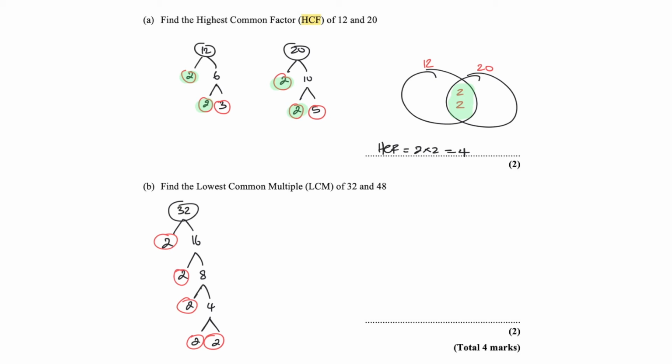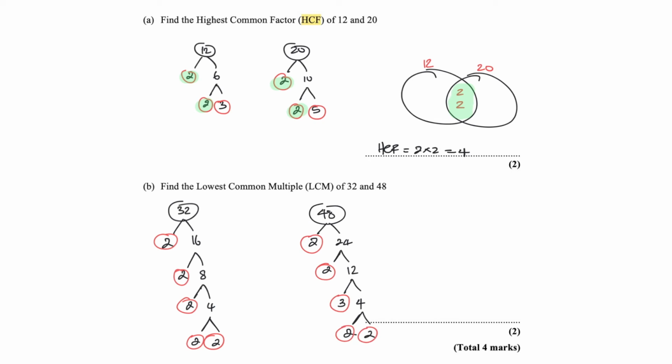Now we do the same thing with the 48. So I'm going to go 48 there, and I'm going to go 2 and 24, 2 and 12, and 3 and 4, and then I can split that into 2 and 2. So far what I've got, quite a lot of 2s there.